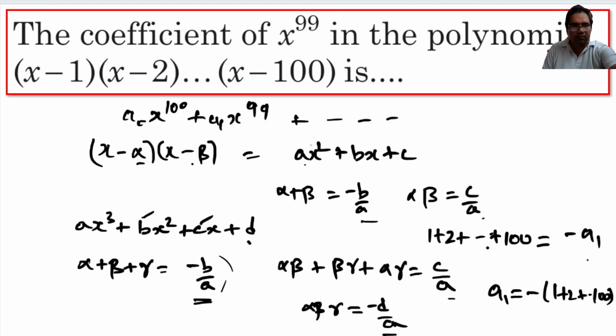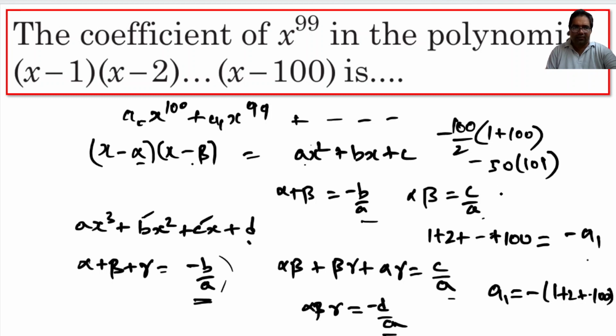So the coefficient of x power 99 is minus the sum of numbers 1 to 100. What is the sum of the first 100 natural numbers? It is n by 2 into (first term plus last term), that is, 100 by 2 into the average of first and last terms times n. That is equal to 50 into 101. This is minus of this. So the final answer is minus 5050. This is the correct answer.